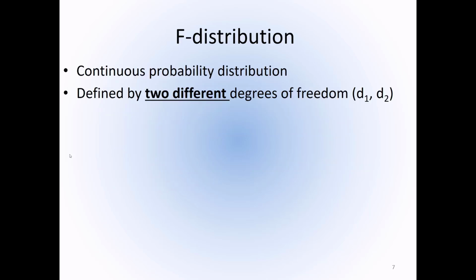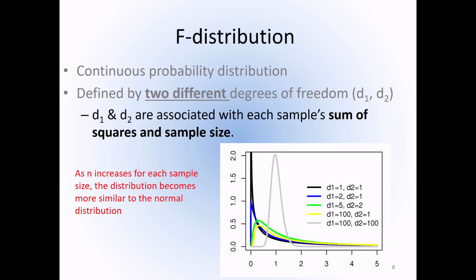So the F-distribution is a continuous probability distribution, but it's a little bit different than our t-distribution, in that it's defined not by 1 degree of freedom, but by 2 different degrees of freedom, d1 and d2. And we can look at the curves on the bottom right here, and we notice that some of these curves tend to be quite skewed when our degrees of freedom for either one or both samples is quite low. But when both of our degrees of freedom tend to be relatively high, our distribution tends to resemble that of a normal distribution, which is what we're aiming for.